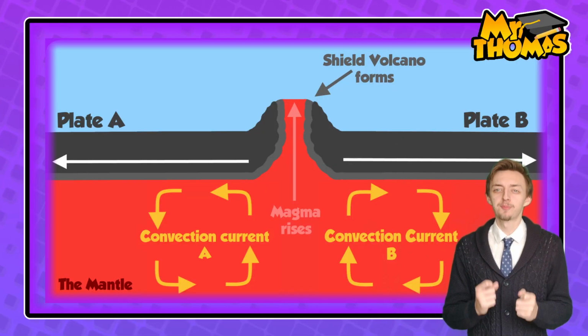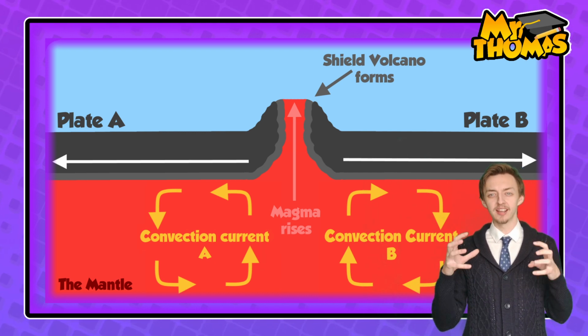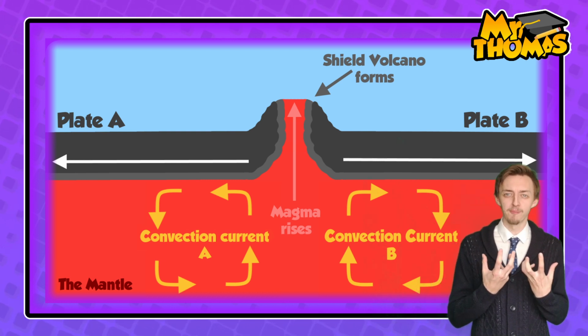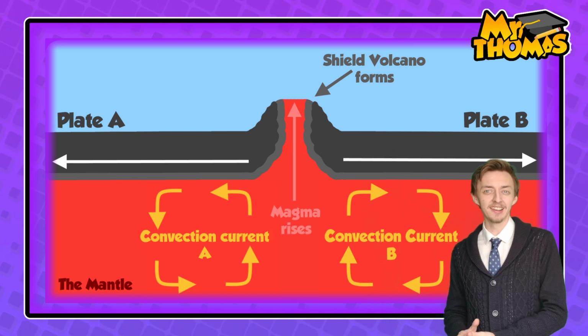When tectonic plates move away from each other or depart in opposite directions, we call that a constructive plate boundary. At constructive plate boundaries, two or more tectonic plates move away from each other, leaving a gap within the crust. At this gap, magma rises up from the mantle and solidifies, forming volcanoes and volcanic islands.